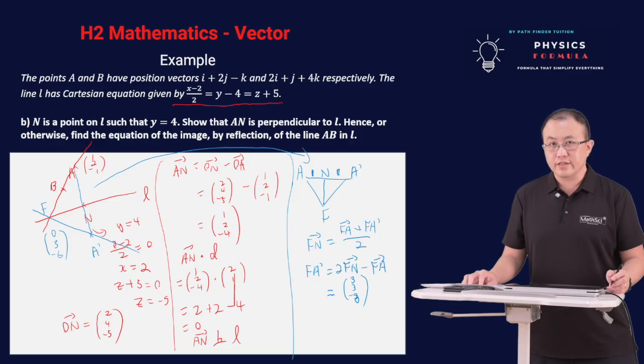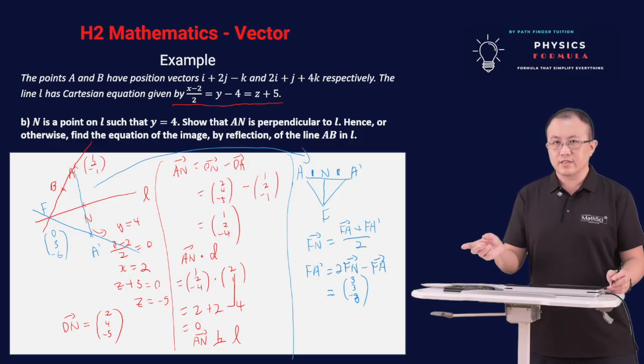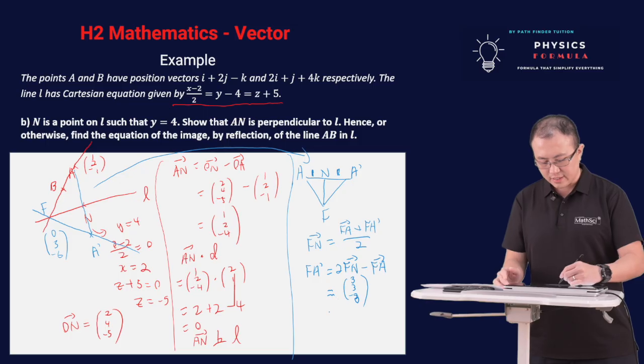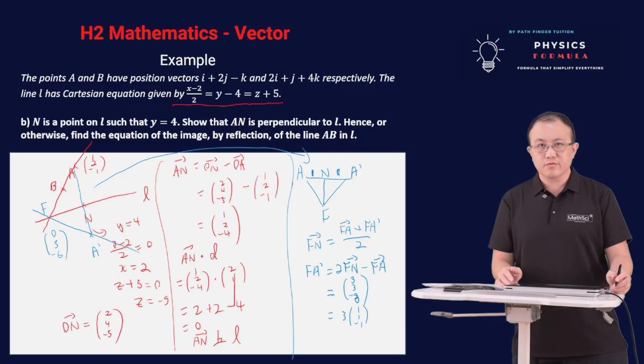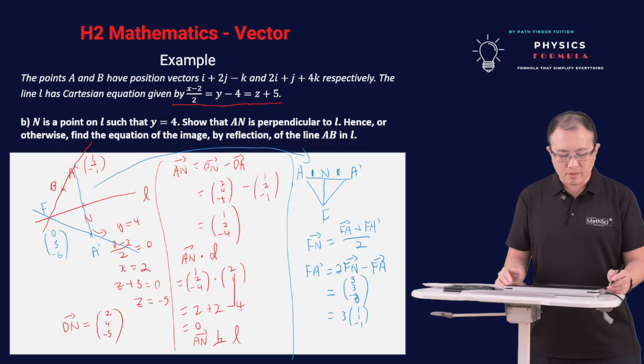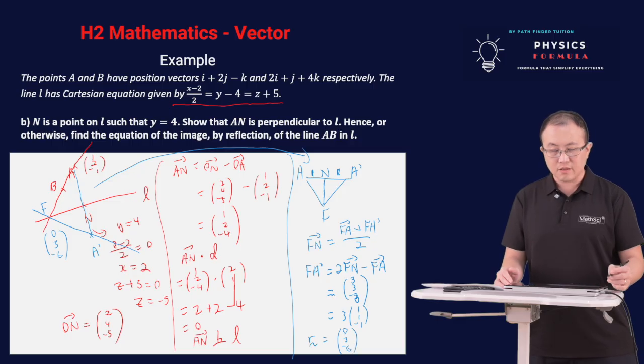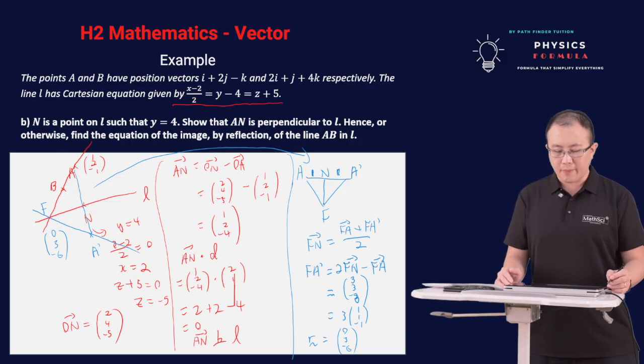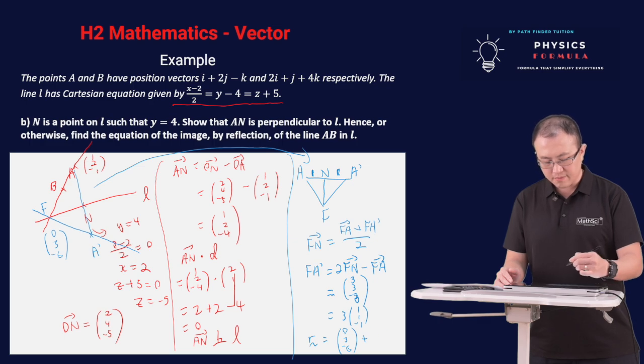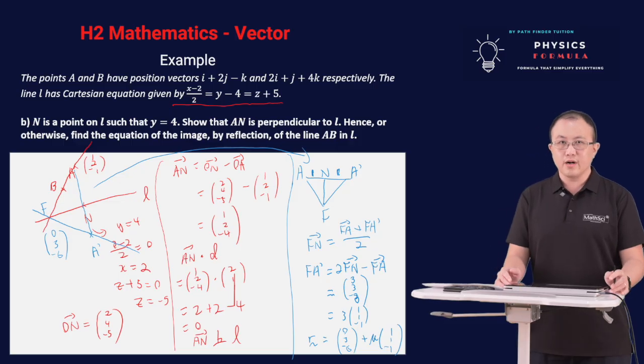But in this case, I just need a direction. Once again, you can take the simplest form of this. You take out the 3 first, then you get (1, 1, -1). So (1, 1, -1) will be the directional vector of the blue color line. And the final equation will just be r equals (0, 3, -6), which is a point which your image line will pass through, plus mu times (1, 1, -1). So this will be the final answer.